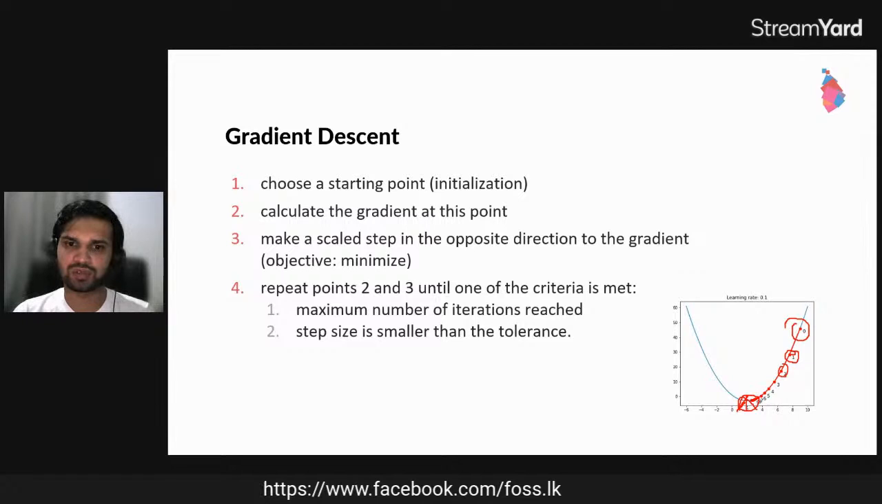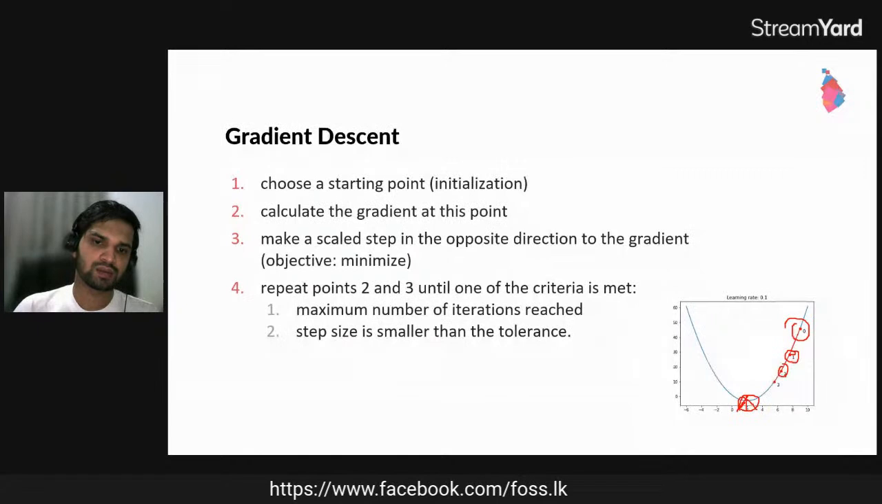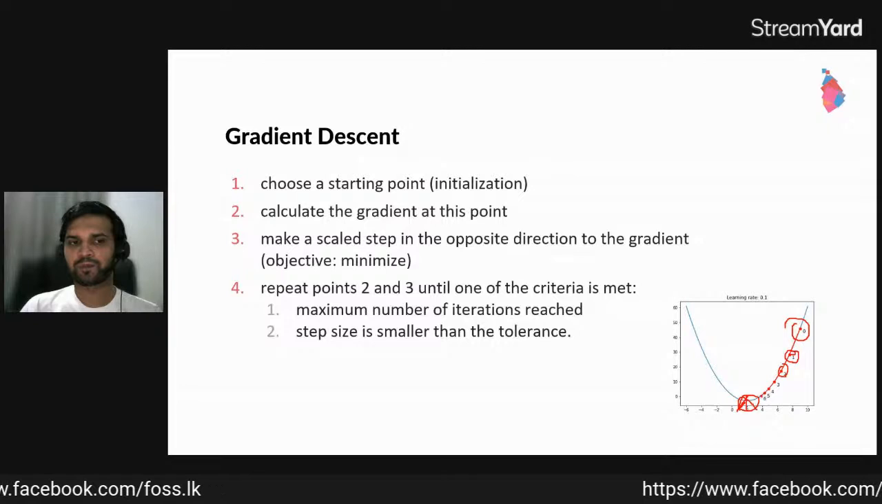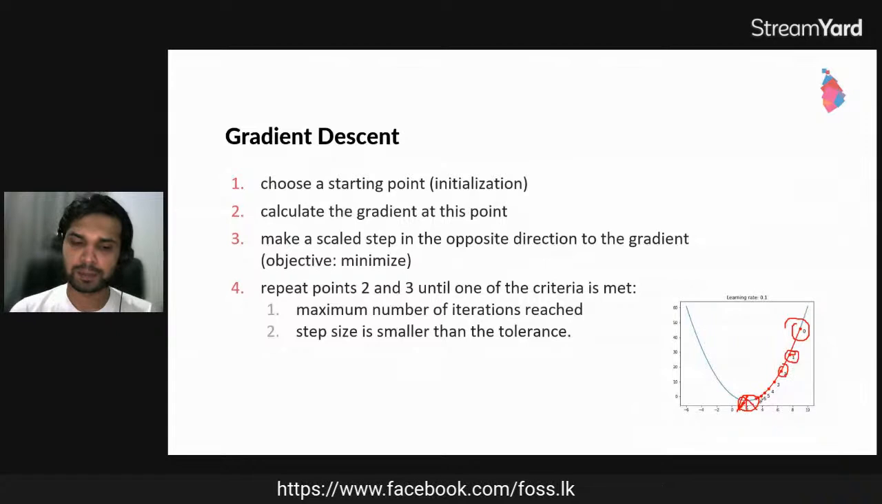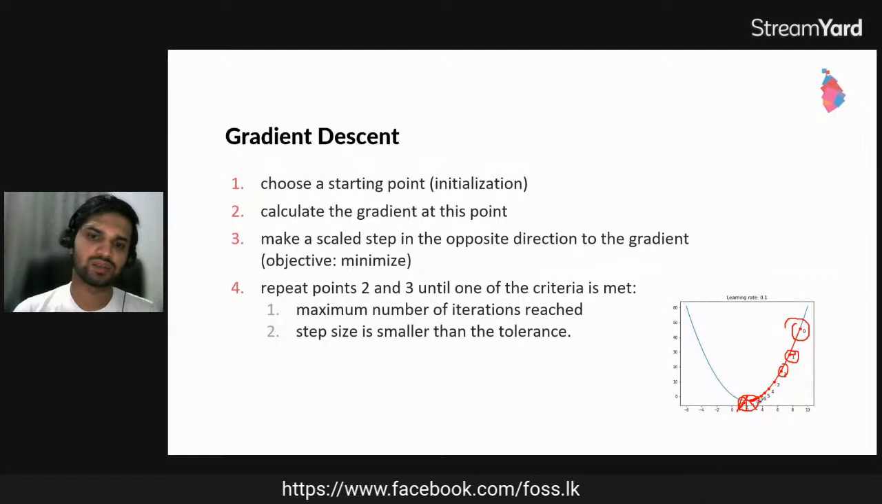The thing is, if the defined function is a convex function, you will find the global optimum, that means the best solution. So if you can mold the problem and find a convex function for your problem, you can use this gradient descent algorithm to find the optimum solution.